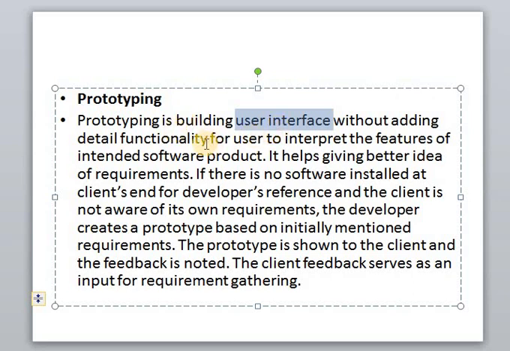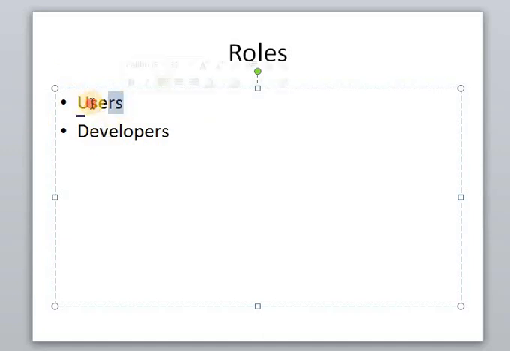So it's an iterative process. Iterative means there would be repetition in the activities while we are conducting the prototyping philosophy in order to collect the software requirements. There are two types of persons involved in this particular activity: users and developers.